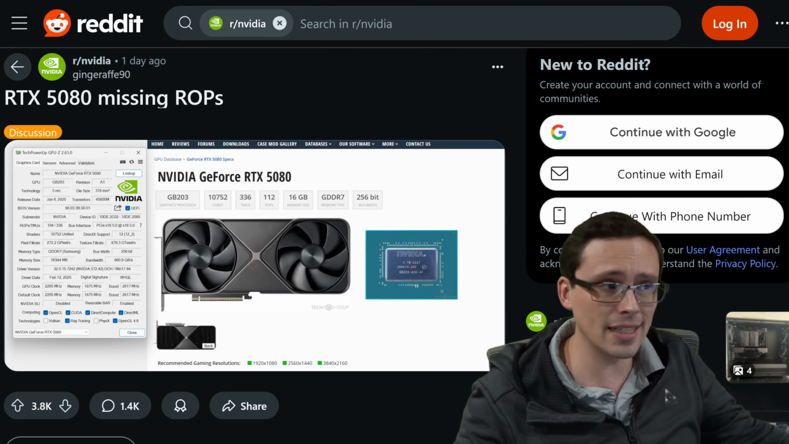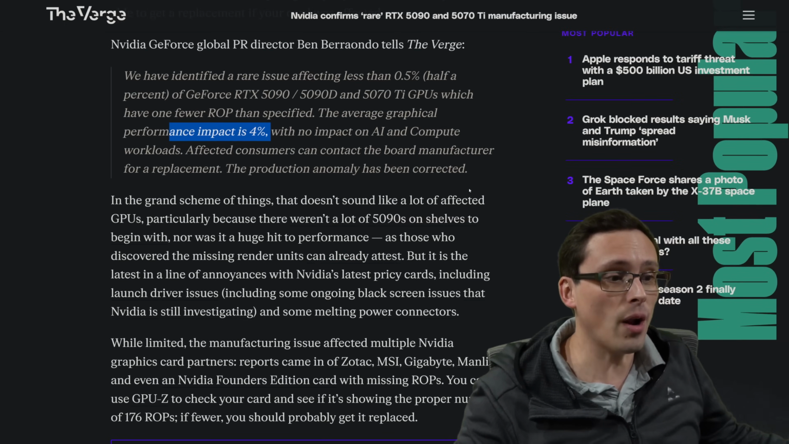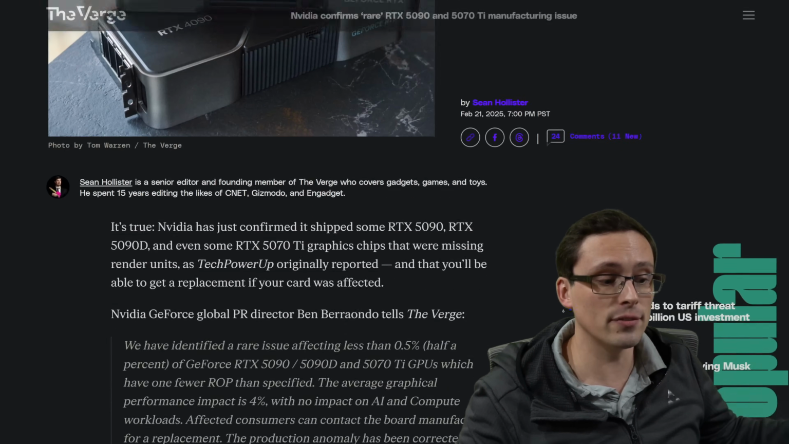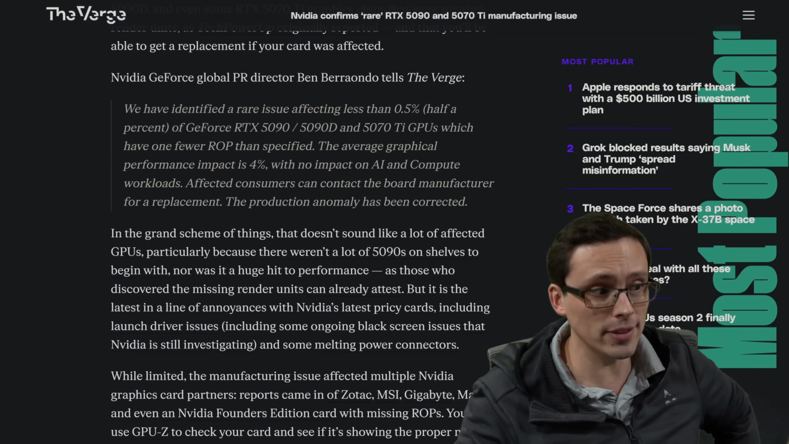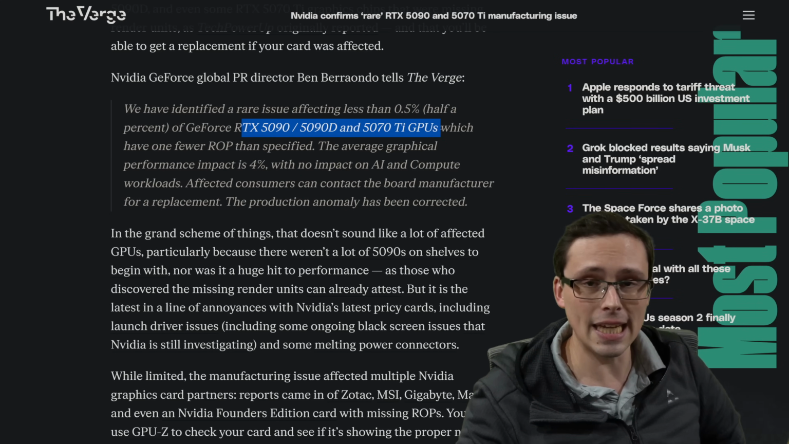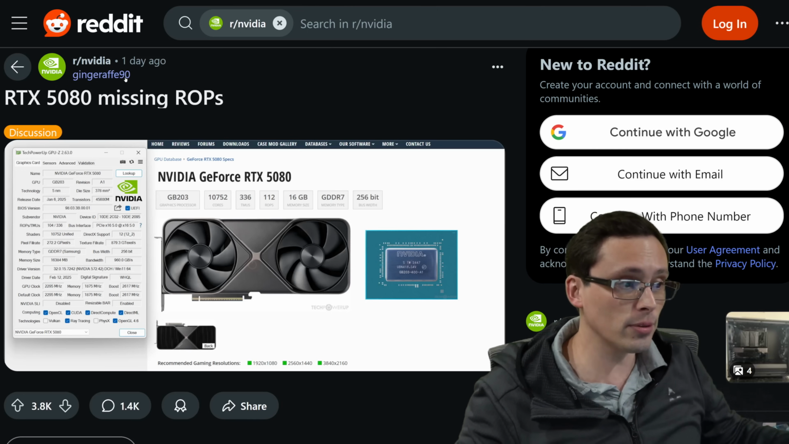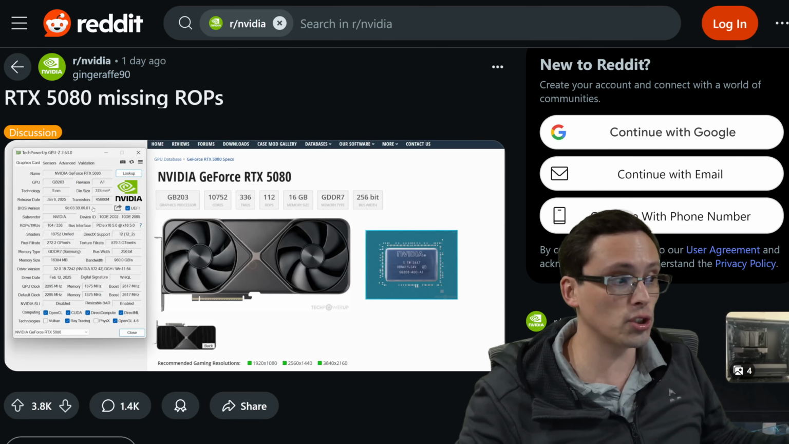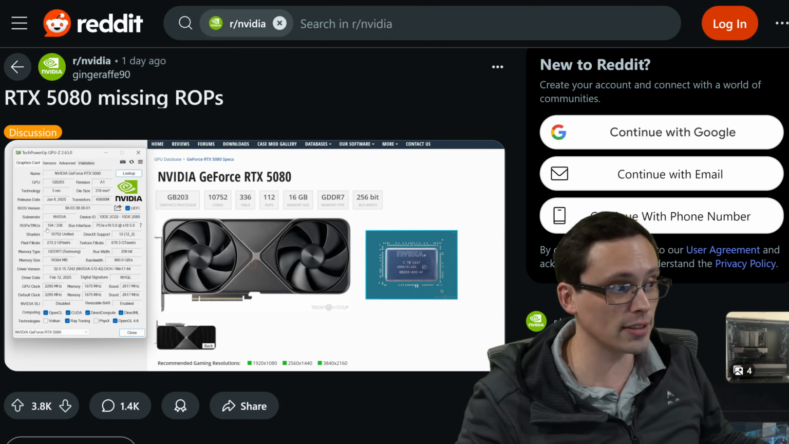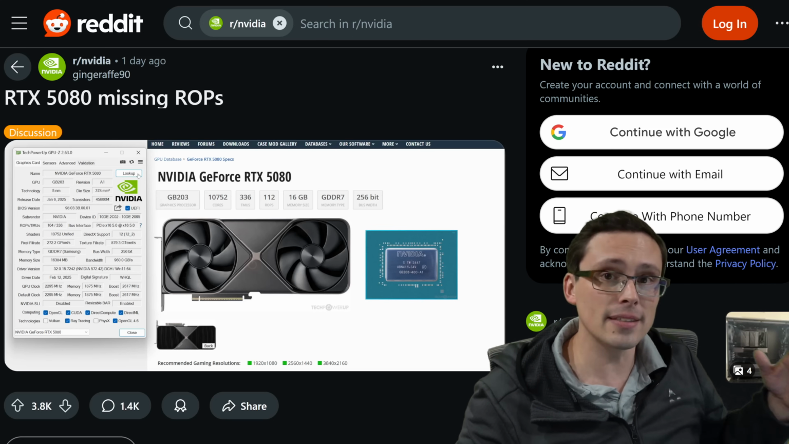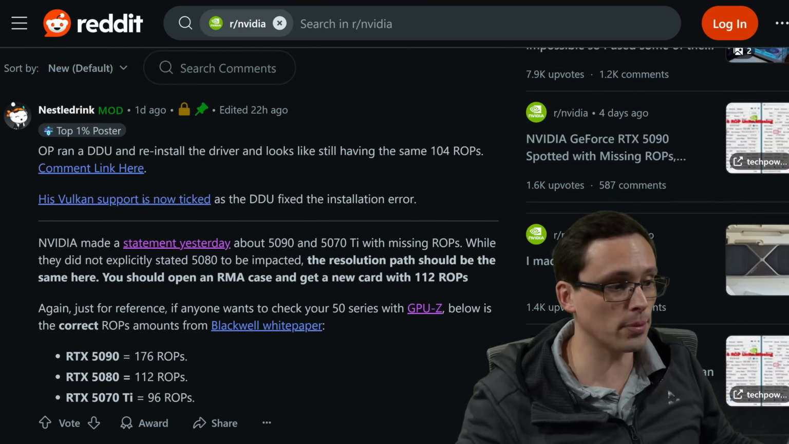So this is in the context of the missing ROPs on the 5090 and 5070 Ti that was indeed confirmed by Nvidia. However, they did not mention any 5080s in this official statement. But we do now have a Redditor showing GPU-Z screenshots of 8 missing ROPs on their 5080, and that's the same issue that we've seen on these other products.